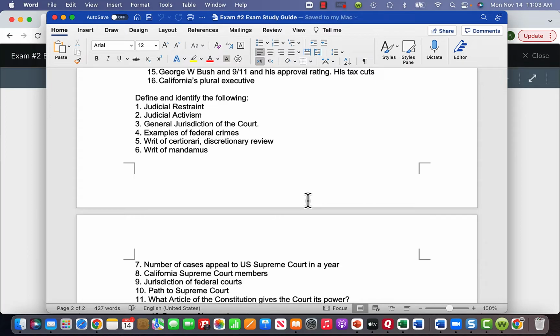Going to the court system, know what judicial restraint is and know what judicial activism is. Judicial restraint is you wait for cases to come to you. Judicial activism is where you go out and look for cases. Know the general jurisdiction of court, things that are arising out of arguments against constitutionality of issues.